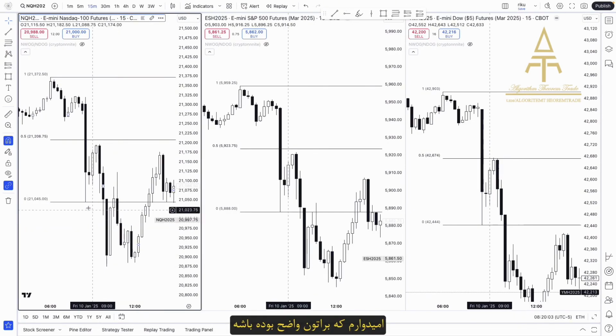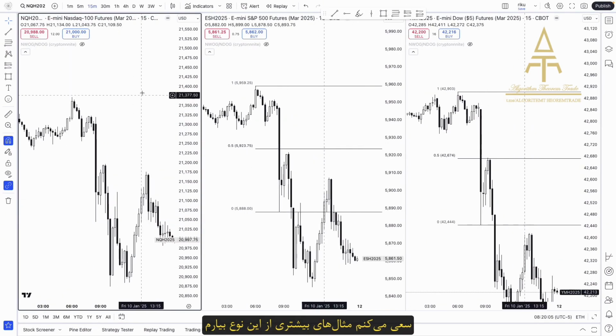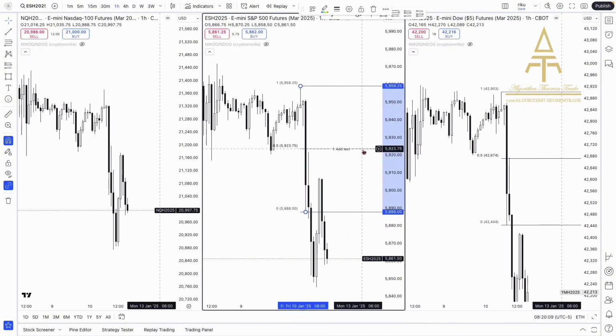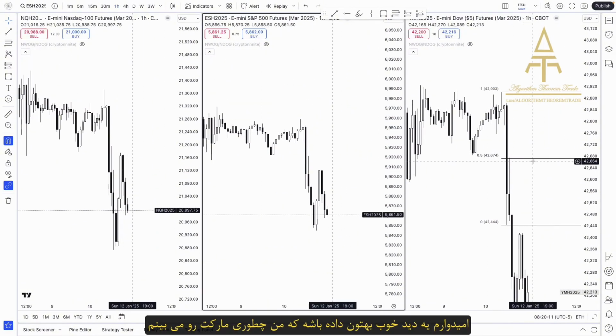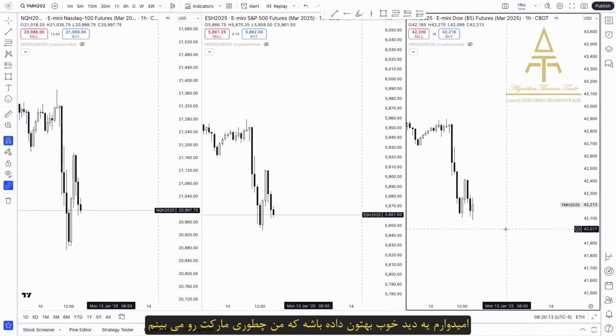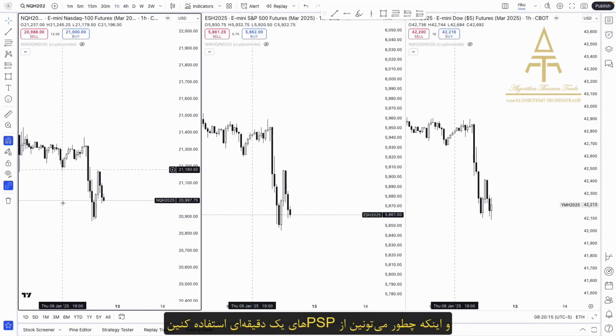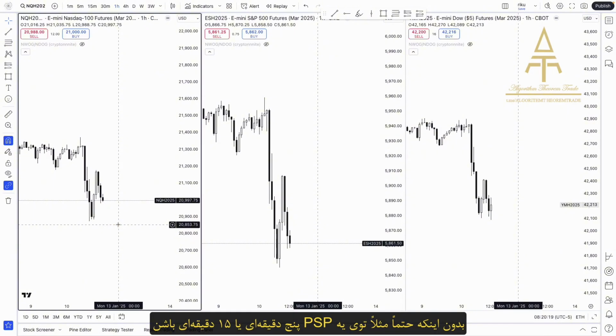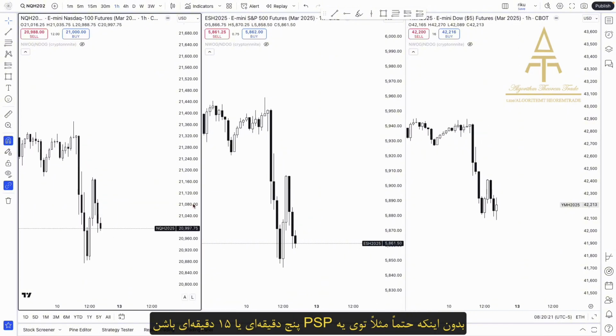Hopefully that makes sense, and I will try to get more examples like this, but for now I hope this gives you an insight into how I'm viewing the markets, how you can use 1 minute PSPs without them being inside a 5 minute or a 15 minute PSP, for example.